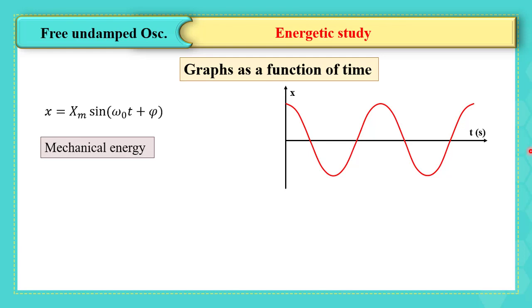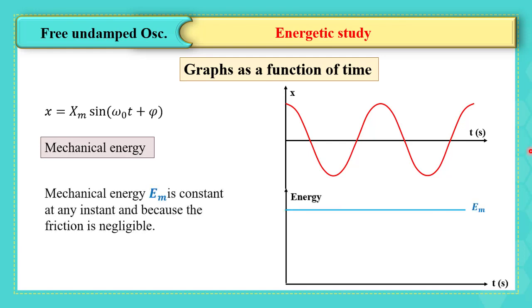Let's start with the mechanical energy. We are through with the idea that mechanical energy is conserved. And if mechanical energy is conserved, it means that it is constant at any time. And because the friction is negligible, it is represented as a straight line.